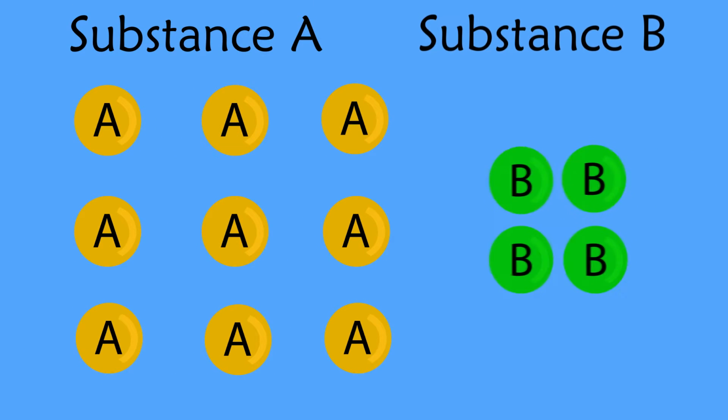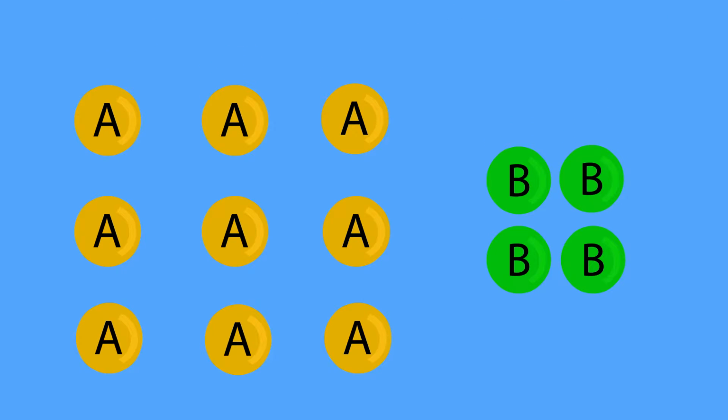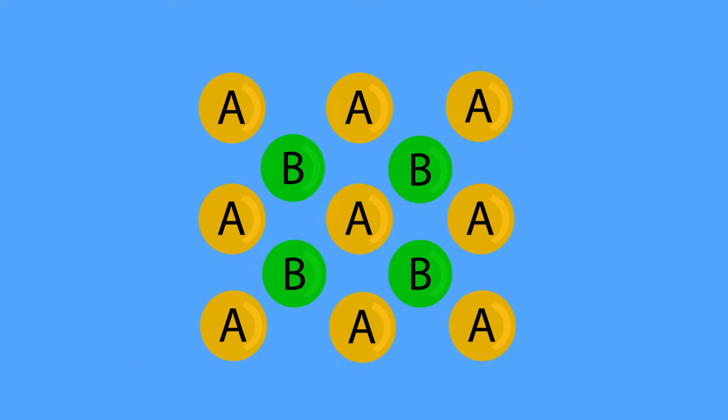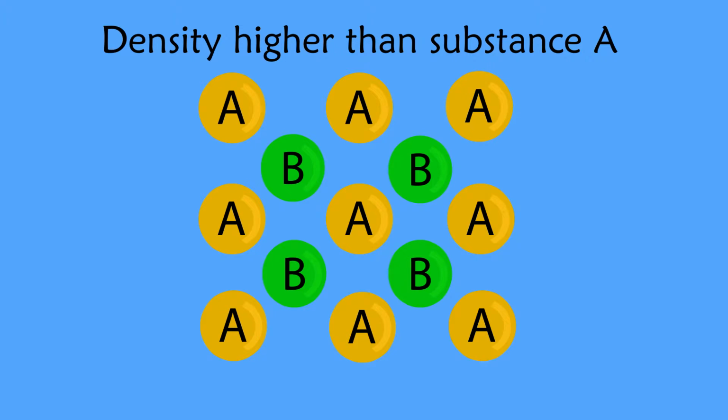When 2 substances are mixed together, several things could happen. Let's imagine mixing substance A with substance B. If the intermolecular distance of the substance A is large enough that substance B can snugly fit into the void, the density of the mixture will be higher than that of substance A.